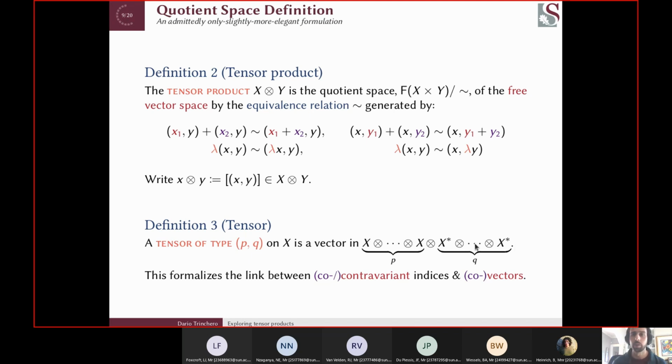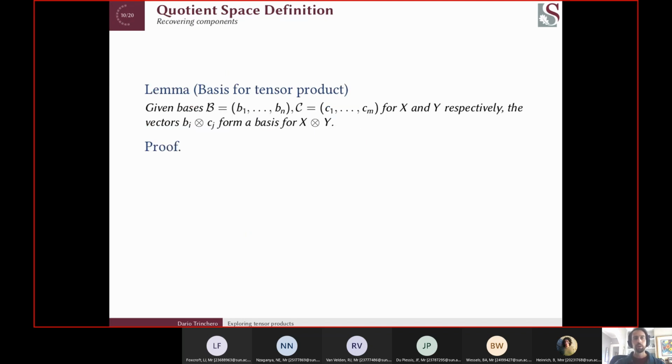So now all that remains for us to really truly connect the two definitions is to explain how we get those components. And it turns out that they're just expansion coefficients with respect to a basis of the tensor product. So let's quickly write down what a basis of the tensor product looks like. Okay, so given bases for X and Y, B and C, consisting of basis vectors b1 through bn and c1 through cn, the basis vectors for X tensor Y are just the tensor products of each of those pairwise vectors.